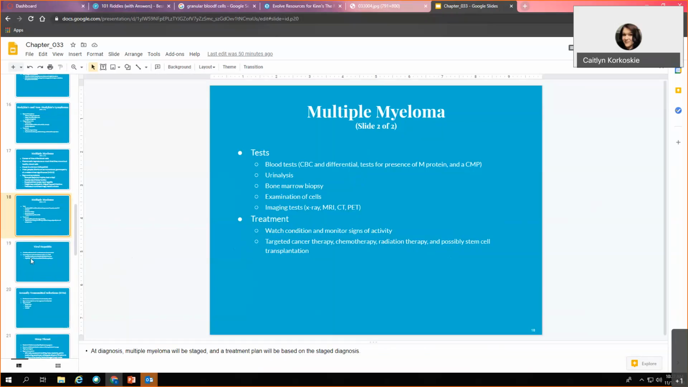Treatment depends on, once they do all these other tests above, then they will determine what type of therapy they need, if they need some type of cancer therapy or radiation. Again, possibly stem cell transplants, but it's usually a targeted type of therapy. Once they figure out what is causing this issue, then it's targeted specifically to that area.